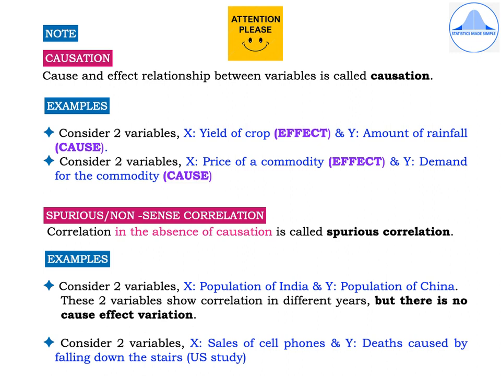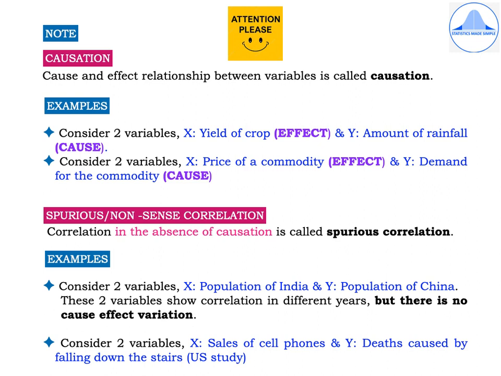Let us define causation and also spurious or nonsense correlation. The cause and effect relationship between variables is called causation. Some examples are: consider two variables where x denotes yield of a crop, which is the effect, and y denotes the amount of rainfall, which is the cause. Another example would be: consider two variables where x denotes price of a commodity, that's the effect, and y is the demand for the commodity, which is the cause.